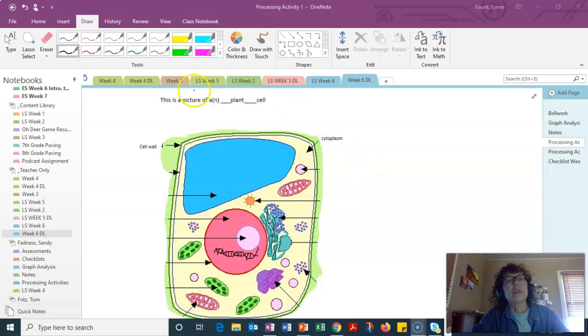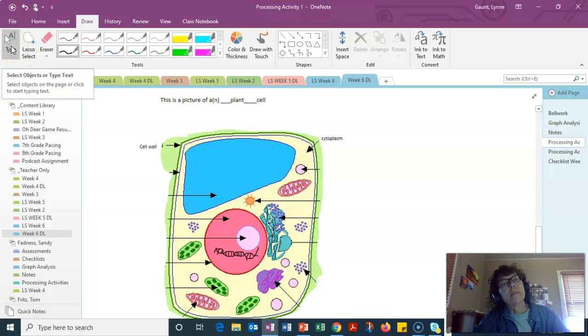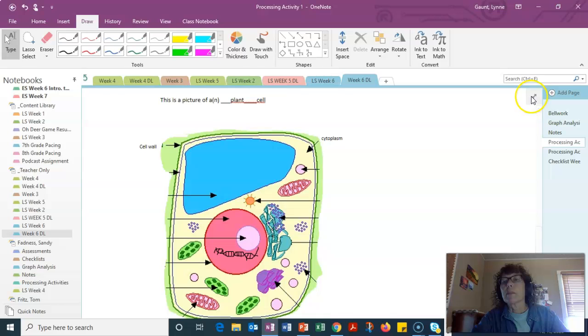So if you don't know, the way to get back to typing is to come back up here in the toolbar and choose type. Okay, so now I have, oops, choose it again. Yep, so now I'm back to typing, and I'm going to make my screen big again.